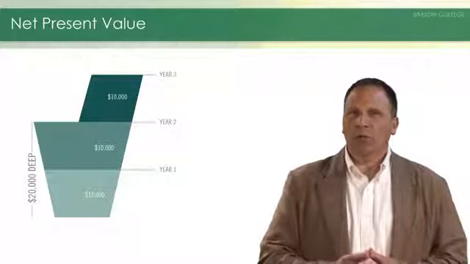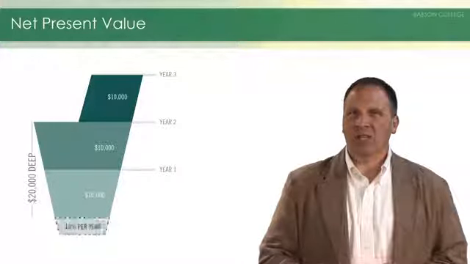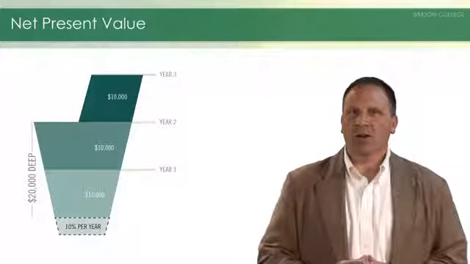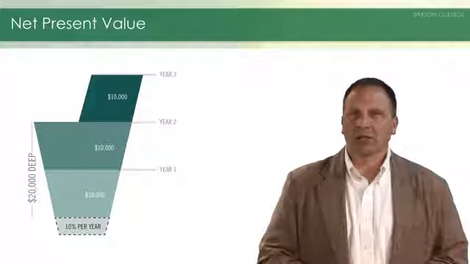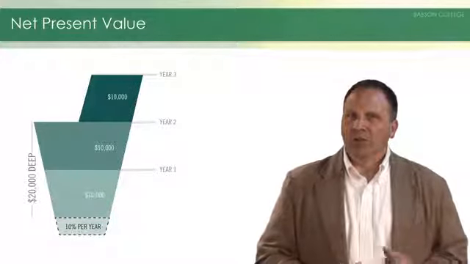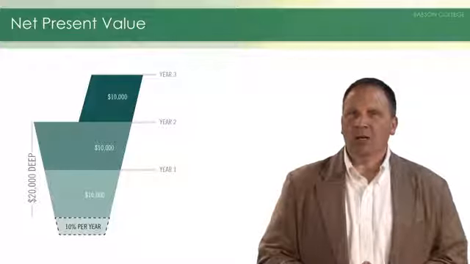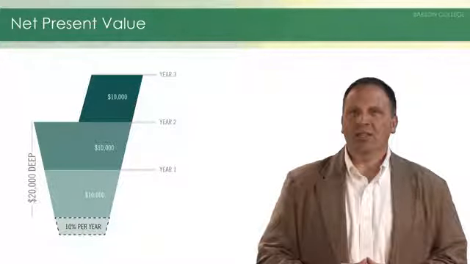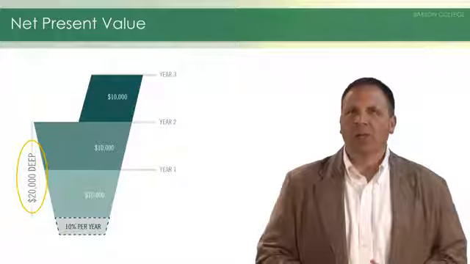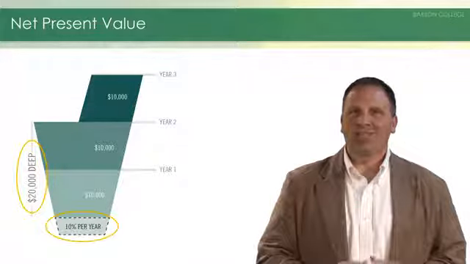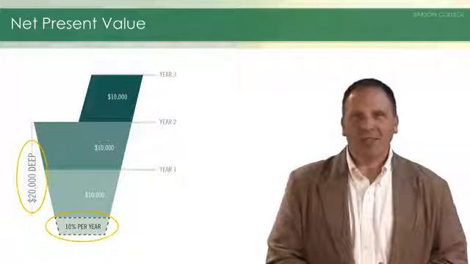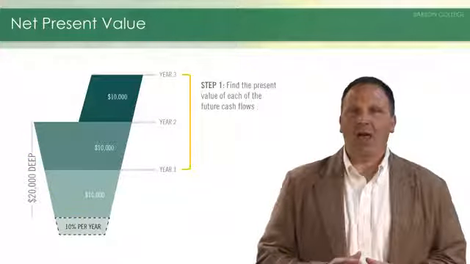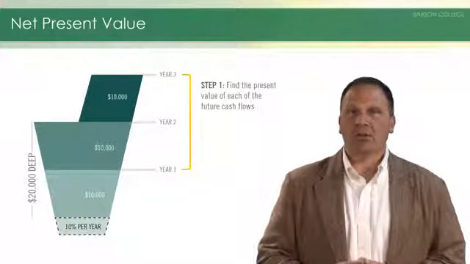But what if your investors expect a rate of return of 10% a year on their $20,000 they provided to you to fund the project? In that sense, the future flows of $10,000 per year need to account for not just the initial $20,000 investment, but also the 10% per year additional return the investors expect. To be able to do this, you must first find the present value of each of the future cash flows.